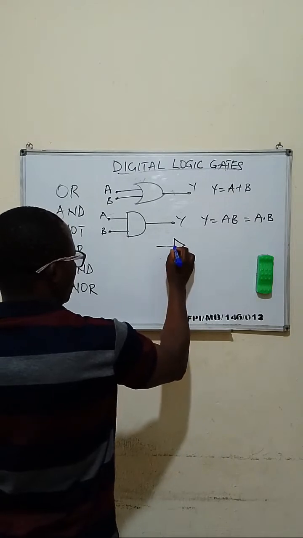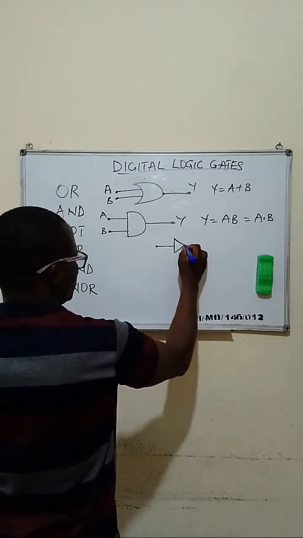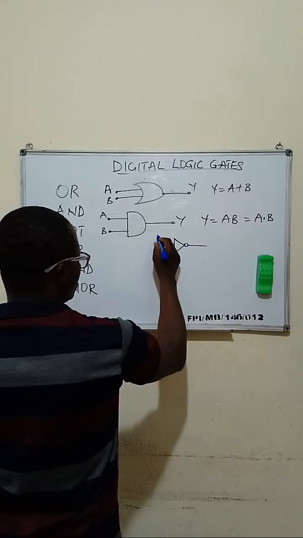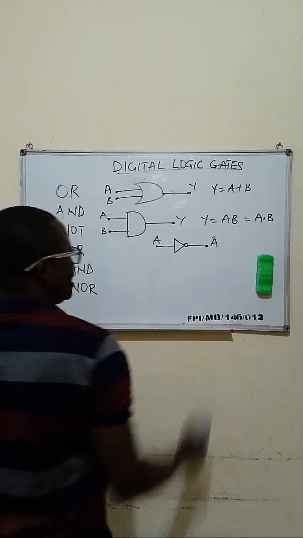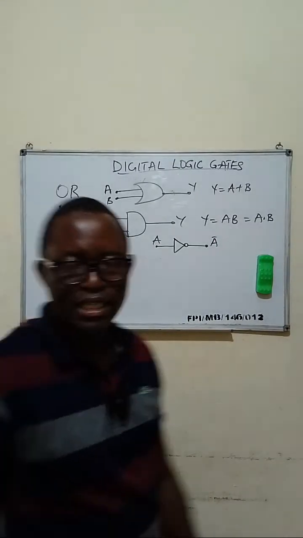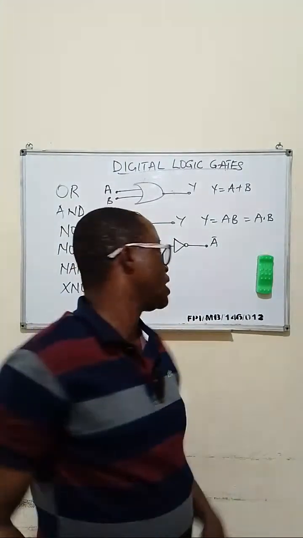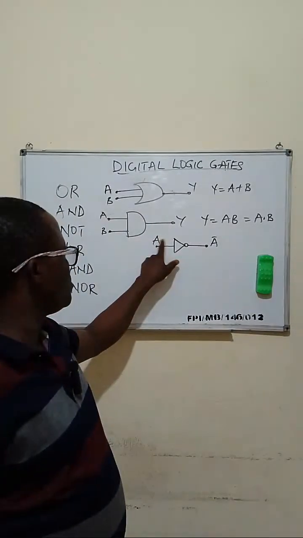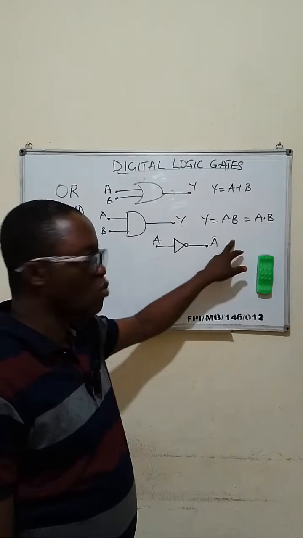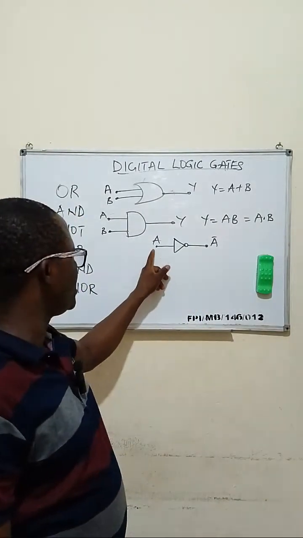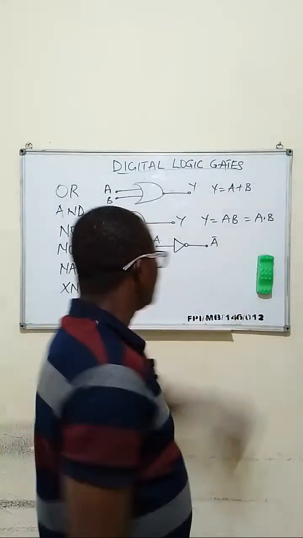The NOT gate is an inversion gate, like I said last week. It always has one input and one output. So if you are sending A into the input, you are going to get A bar at the output. The bar there indicates inversion. That is, the logic state will be inverted at the output. If you are sending a 0, you get a 1 here. If you are sending a 1, you are getting a 0 here.